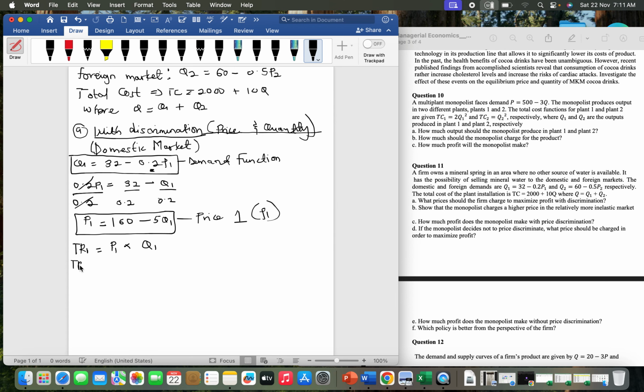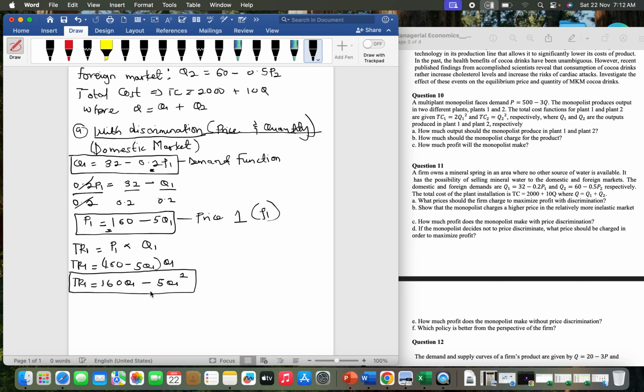So total revenue 1 is equal to, so the P1 is this, 160 minus 5Q1, times this Q1 here. So this is Q1. So we expand it. So total revenue 1: 160 times Q1 gives us 160Q1, minus 5Q1 times Q1 gives us 5Q1 squared. So this is our total revenue 1.